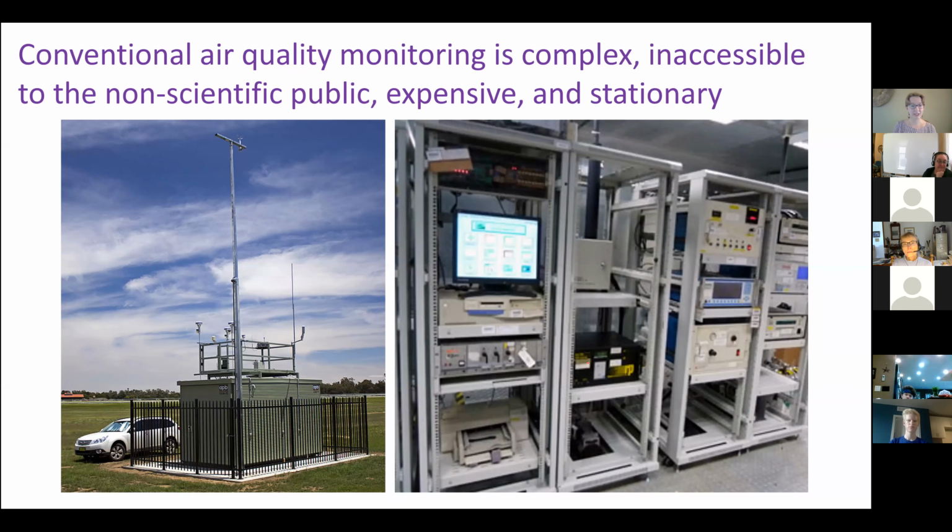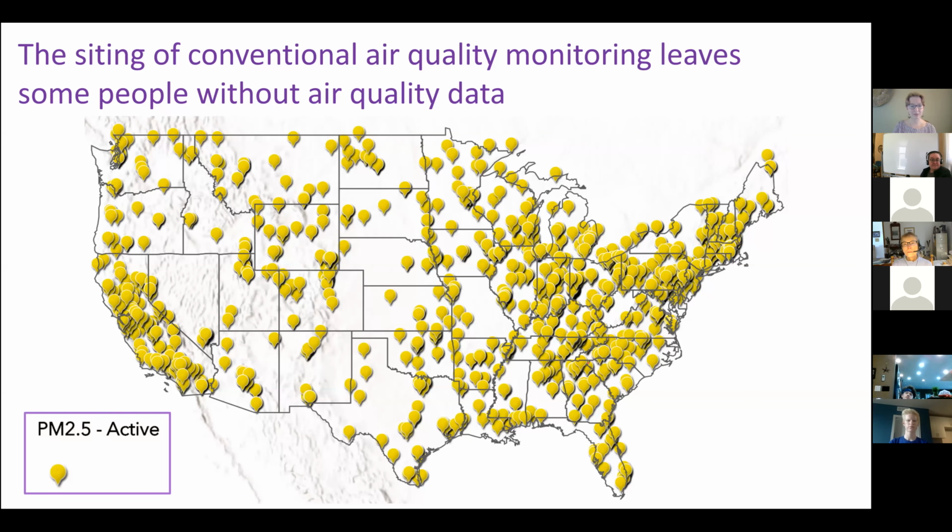In addition, these stationary sites are sited in a way that leaves some people without air quality data. So this is a map of all the active particulate matter 2.5 stations that the EPA runs around the country. And you'll notice that there are some places that have really dense amounts of towers. For example, California and New York have a lot of these air quality towers. And if you were to zoom in on this map, you would see that certain places within these communities have more towers than others. Additionally, there are some places like Nevada that have pretty much no air quality monitoring. So this leaves Nevada without any important air quality data.